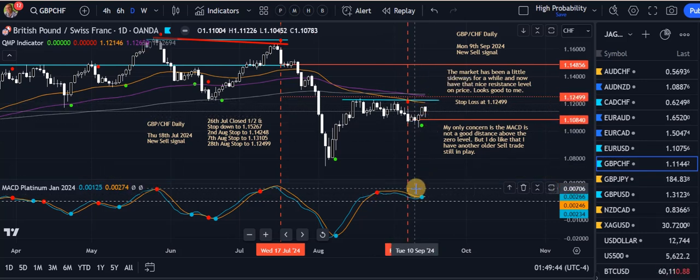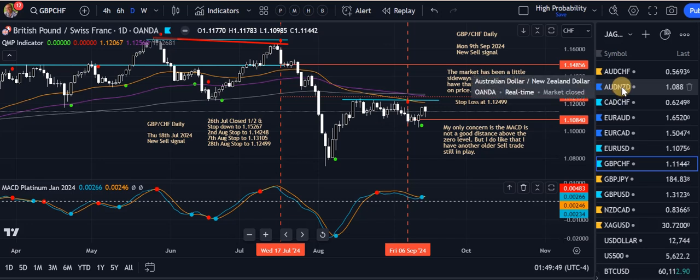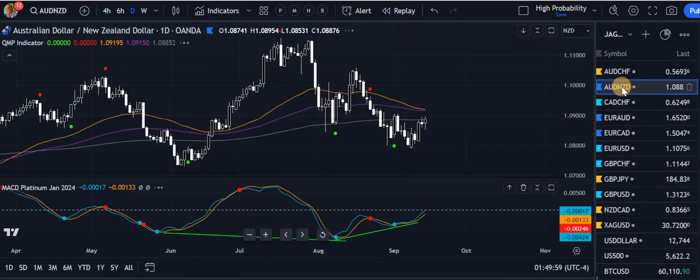MACD Platinum still above the 0 level. So that's those Swiss pairs. I know it's a little bit confusing, and it just comes with intuition or gut feel or something like that. Just by looking at charts, you just get used to this stuff.